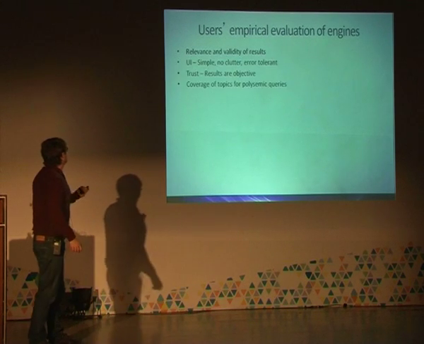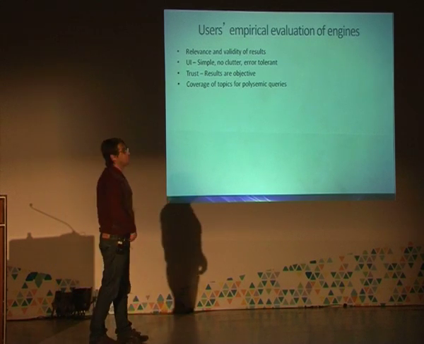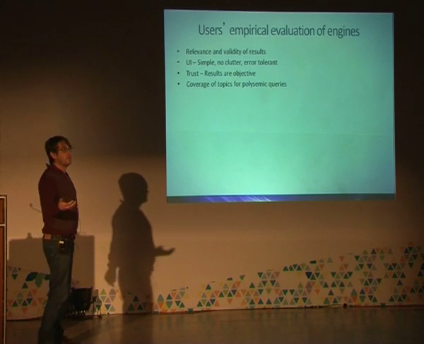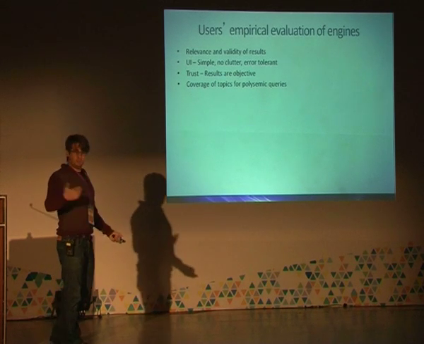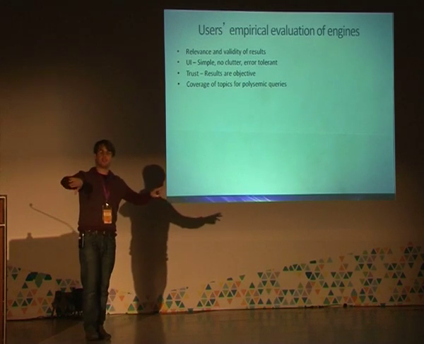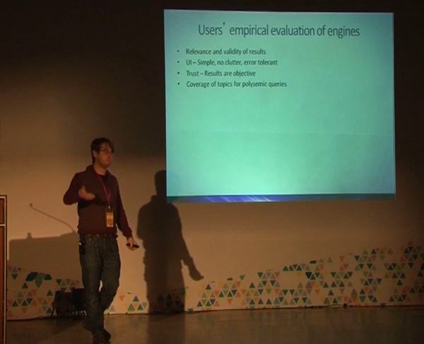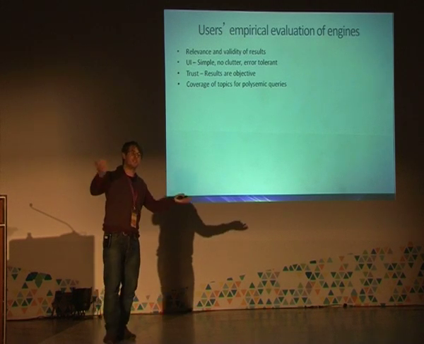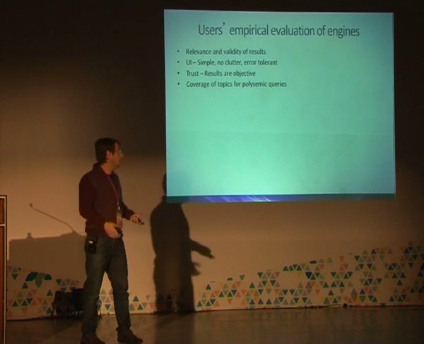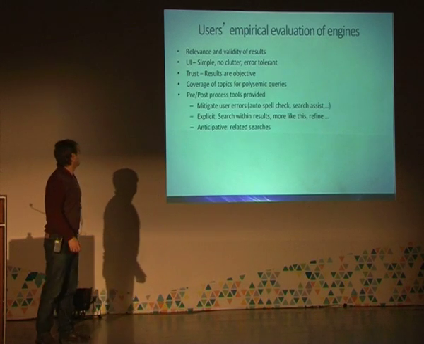So again, relevance and results are valid or not, if the UI is simple, if you're error tolerant, we talk about this. Right? If results are objective, if you want opinionated results, if you have an ambiguous query, are you actually covering all the possible topics that the query spans, right? The Jaguar or Apple, right? What things do you display? So are you displaying all the possible topics? There's one narrow topic. Are you covering everything or not?